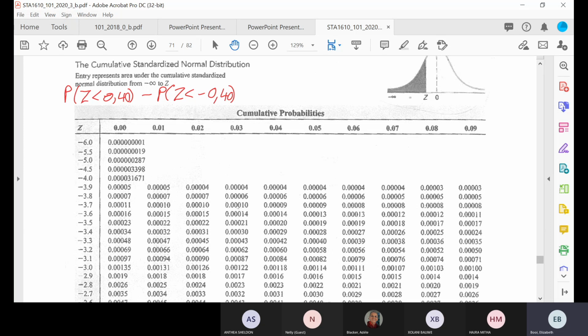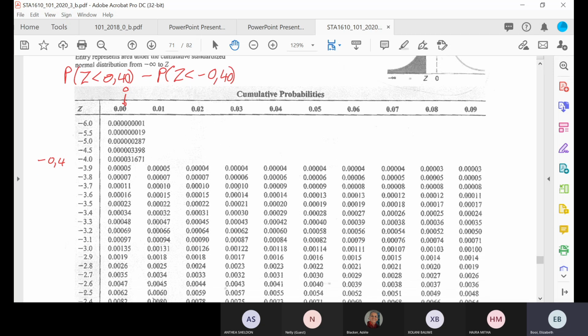This will enable us to know on the left-hand side where to find the decimal before and after the comma, and at the top of the table, where to find the last digit. So looking at minus 0.40, we need to find minus 0.4 at the left-hand side of the table, and we need to go find the last digit 0 at the top.